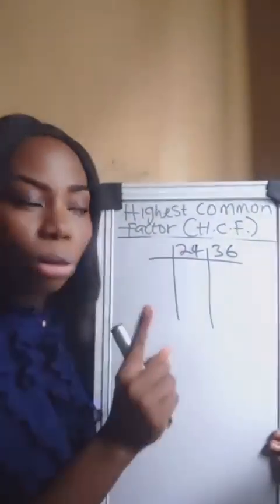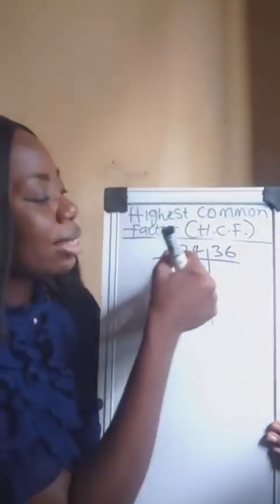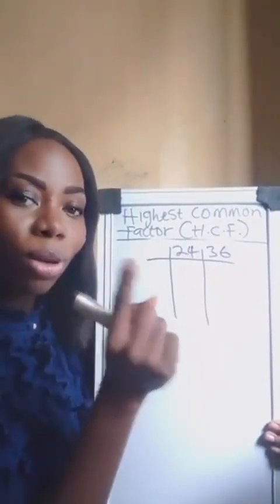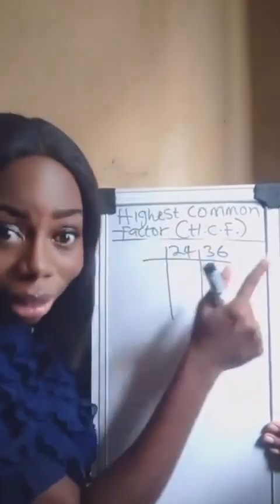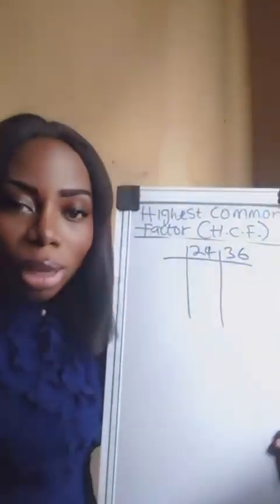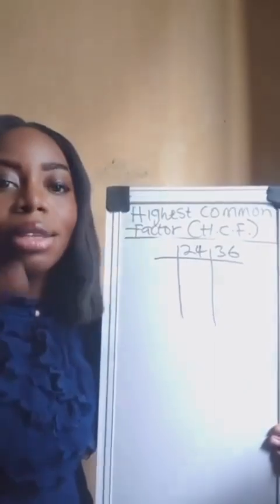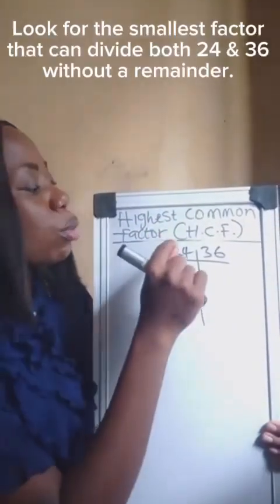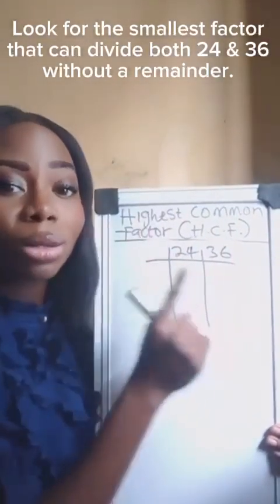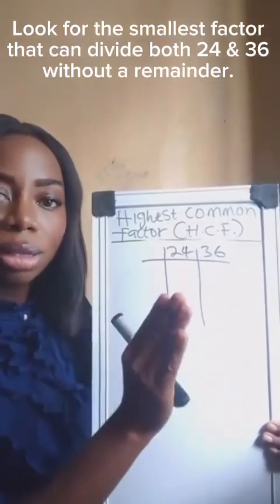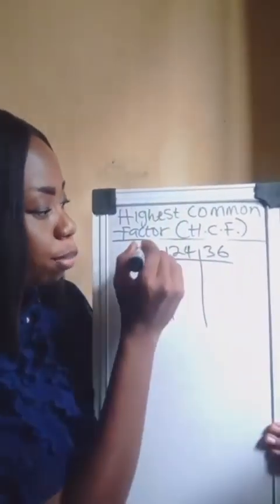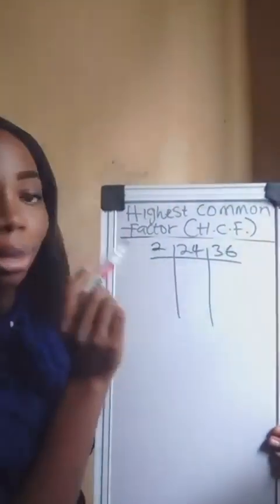Now what we'll do is we'll start dividing. We'll look for the factor. First of all, we start with the smallest factor that can divide both 24 and 36 without a remainder. The smallest factor apart from 1. It must be able to divide both. If it can't divide both, then we don't need it, okay? So the first one is 2. We start with 2. That 2, you put it here.